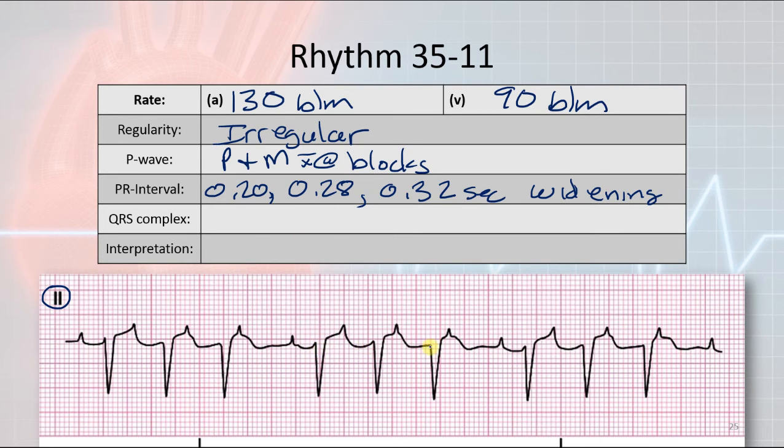QRS complexes look to be about 1, 2, so 0.08 second. Interpretation would be a sinus tach, because you have 130 heart rate here, with second degree heart block type 1.